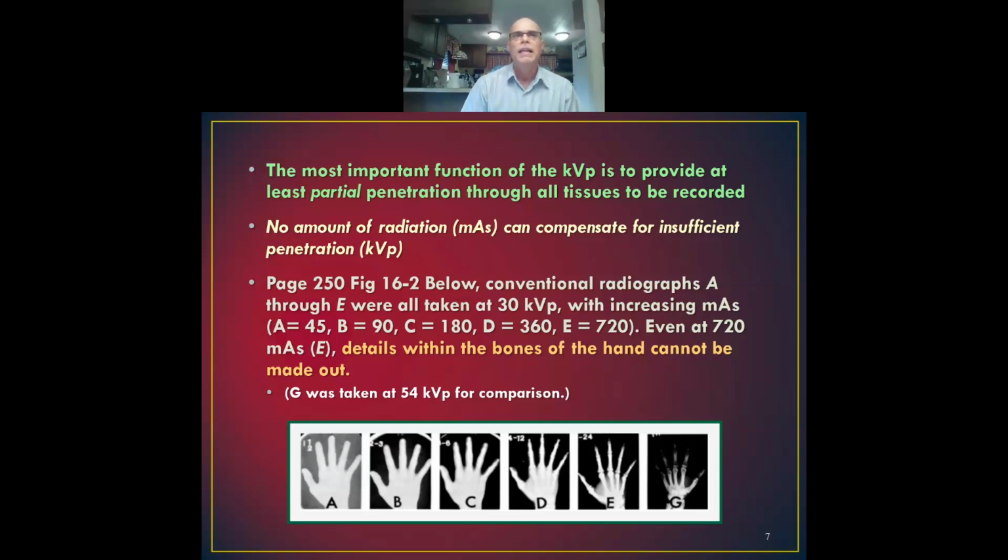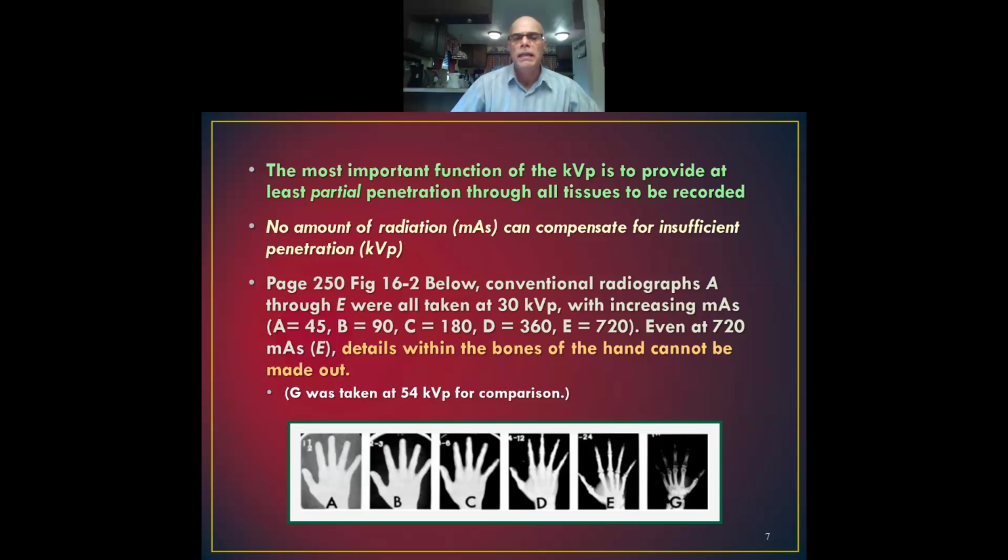That tells us that very few x-rays have gotten through, so that hand was actually under-penetrated. This is on page 250, figure 16-2. It says on a conventional radiograph, A through E, and I think there's a little discrepancy. This one has G on it, but it still has the same idea. It says that with increasing mass, these are all taken at 30 kVp.